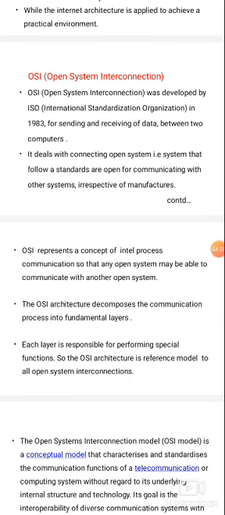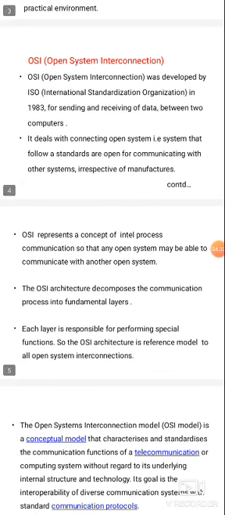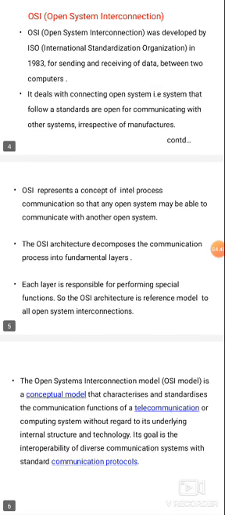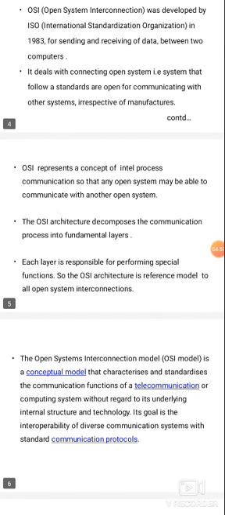OSI was developed by ISO in 1983. It deals with connecting open systems, that is, systems that follow standards and are open for communicating with other systems irrespective of manufacturers. So the systems whose standards are suitable for open communication with other systems, irrespective of manufacturing. The OSI represents a concept of inter-process communication, so that any open system may be able to communicate with another open system.